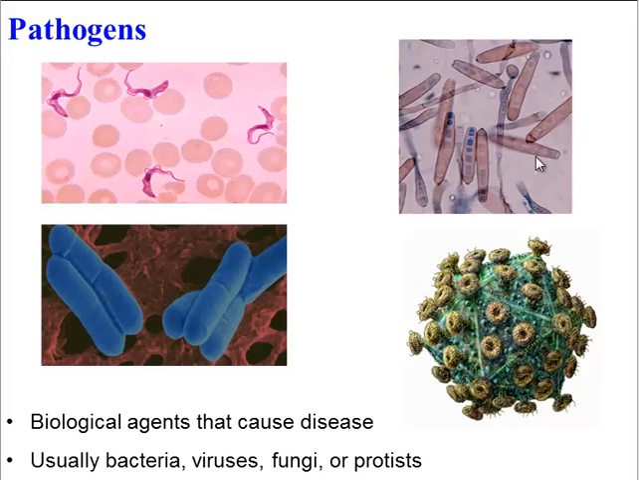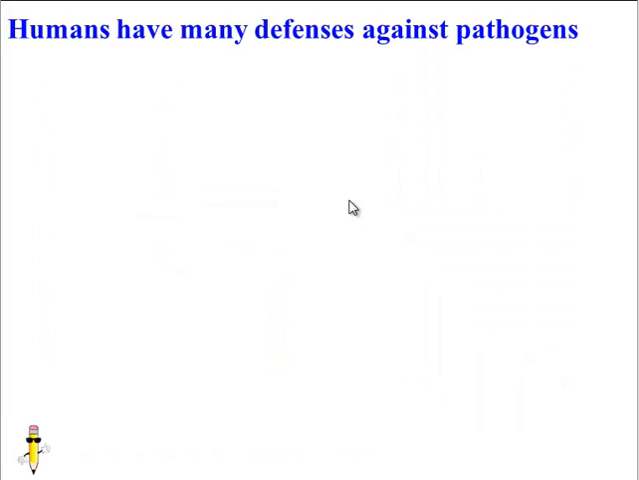Could be fungi. Here is some pathogenic fungus. Or they could be protists. These are protists that cause the African sleeping sickness by attacking your red blood cells. So to fight off these pathogens, humans have many defenses.